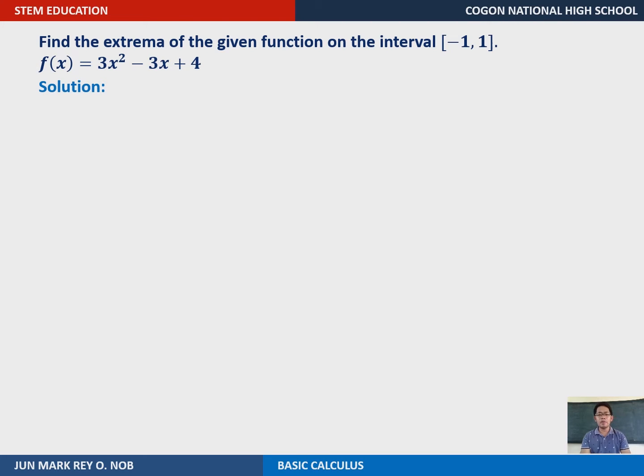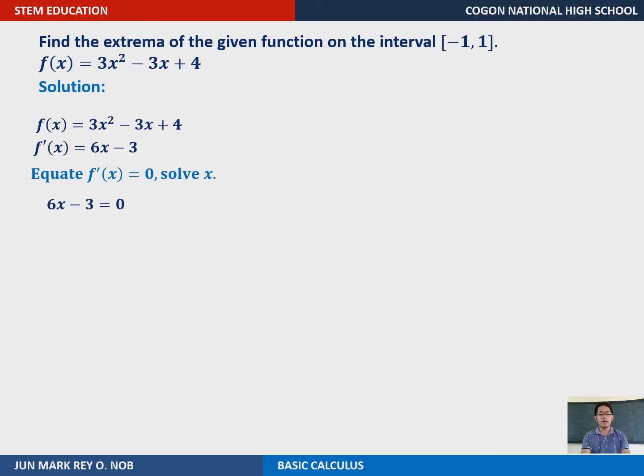For problem number 1, the given function is f(x) = 3x² - 3x + 4. All we have to do is get the first derivative of the given function, and to get the critical point or points, we equate the first derivative to 0 and solve for x. Doing so, we have 6x - 3 = 0, so 6x = 3, and we come up with x = 1/2 as our critical number.